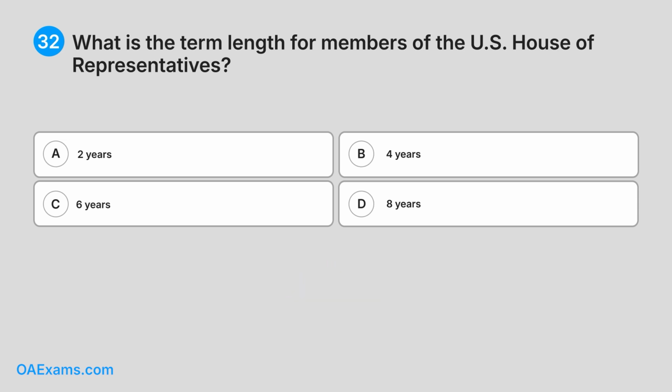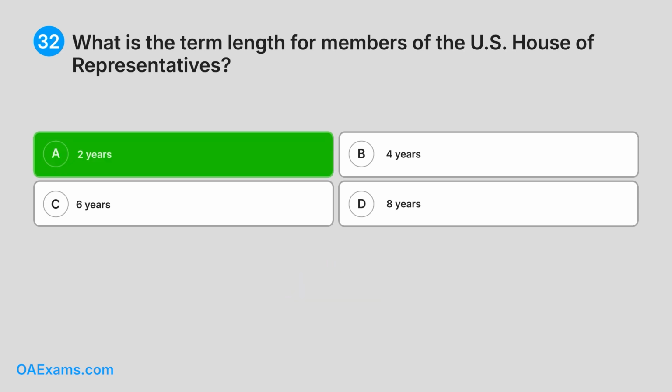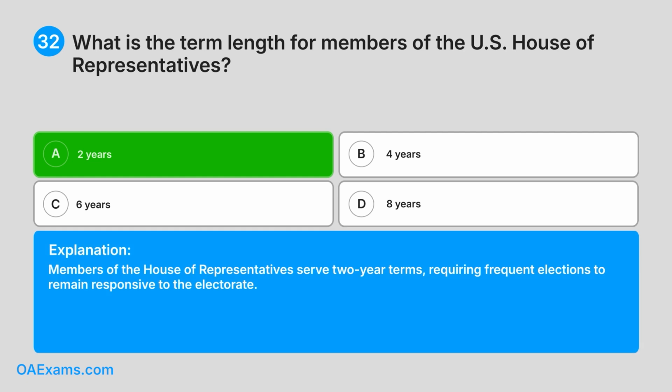Correct answer: A. 2 years. Explanation: Members of the House of Representatives serve 2-year terms, requiring frequent elections to remain responsive to the electorate.